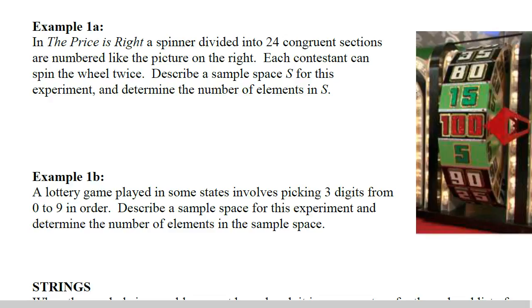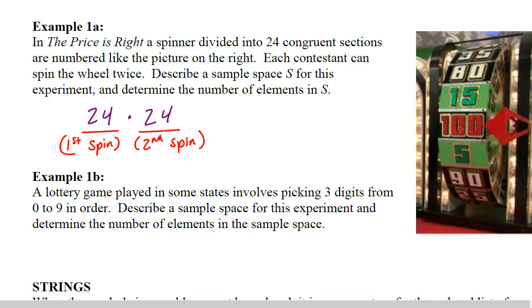So in this case, a sample space for this experiment is going to be the number of elements in S. So we wanted to figure out how many total elements there are in this sample space. Which again, that means that we're going to have two spins. We're going to have our first spin and the second spin. Now the contestant doesn't have to choose a spin each time, but we want to just figure out how many total possible outcomes there would be if they did spin the spinner twice.